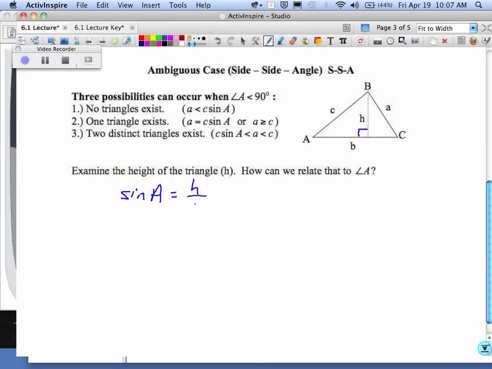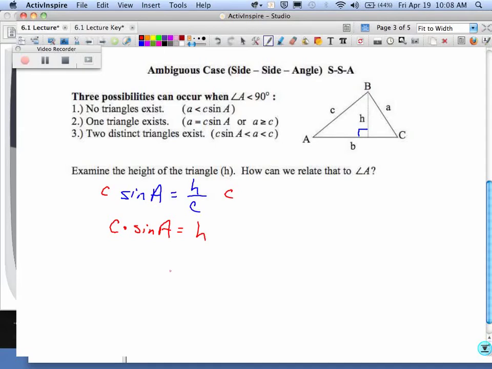So really what I'm doing is just working with that red triangle, and it allows me to do SOHCAHTOA. Sine of A would be the opposite H over hypotenuse C. If you multiply both sides by C, C times the sine of A is the same thing as H.